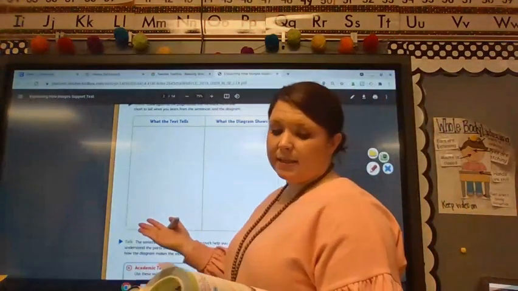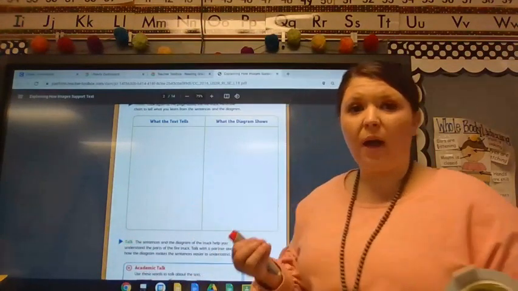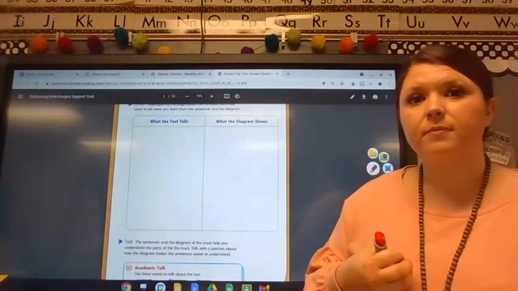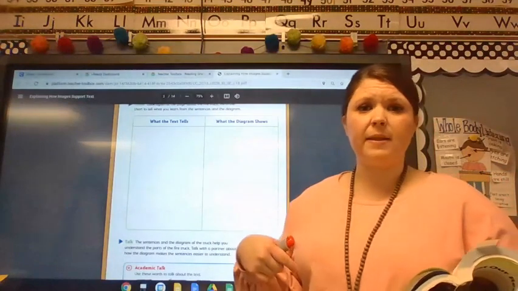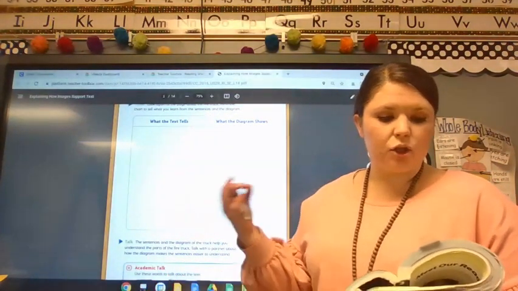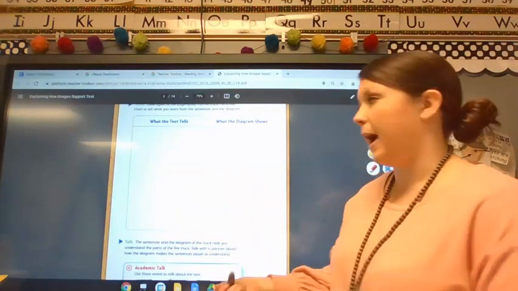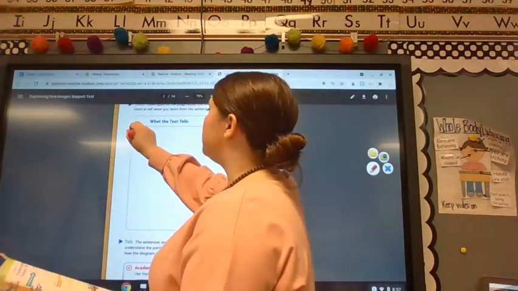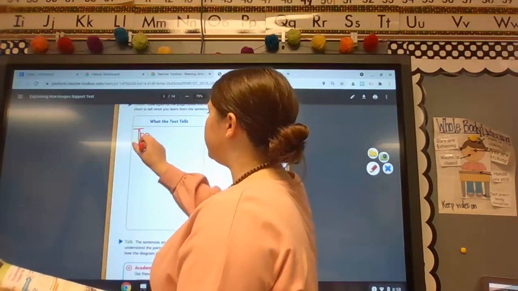So the sentences tell us about the cab, right? But what did the sentence tell us about the cab that the diagram didn't? The sentence told us that the driver of the fire truck sits in the cab. So the text tells us the driver is in the cab.